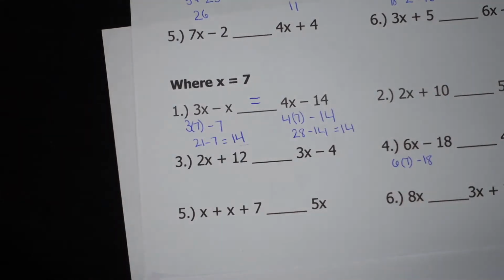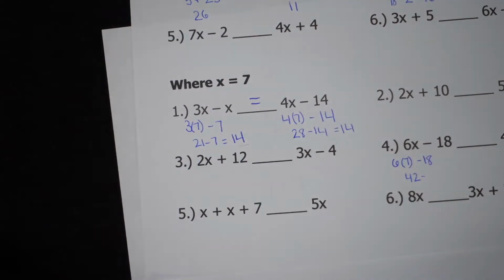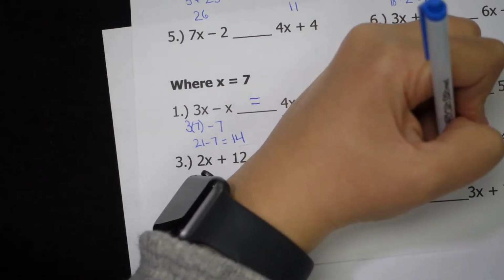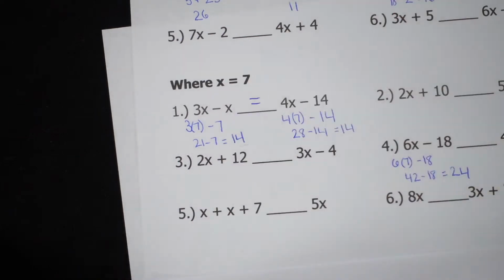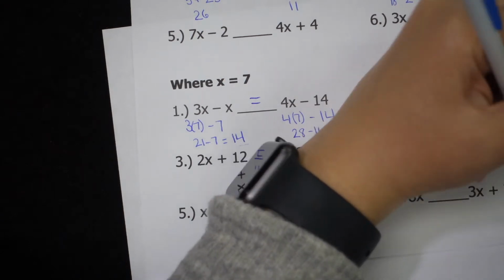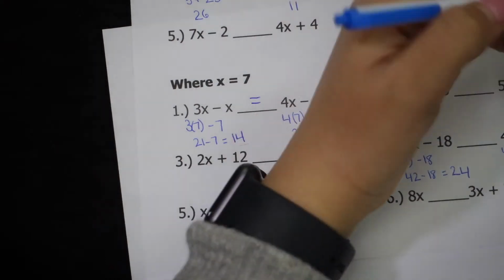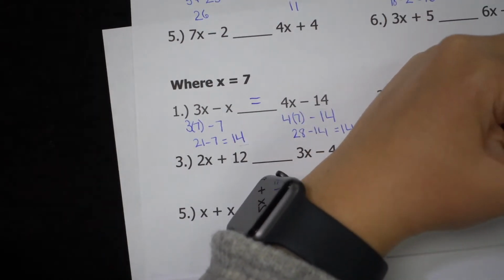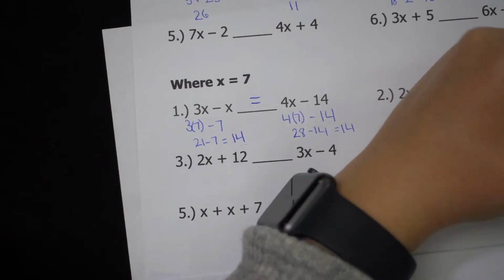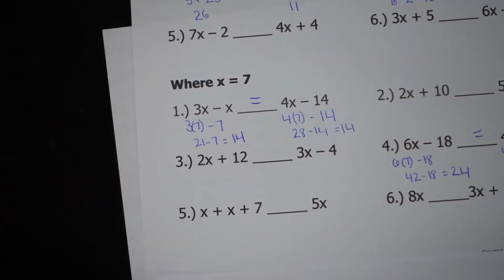So you have 6 times 7, which gives you 42, minus 18. This gives you a value of 24. And then over here, you do 4 times 7 minus 4. So 4 times 7 is 28 minus 4. What does that equal? Equals 24. So what are these two equations? They're equal to each other.